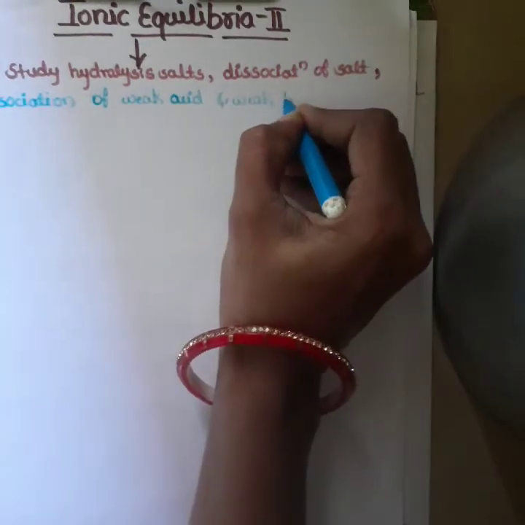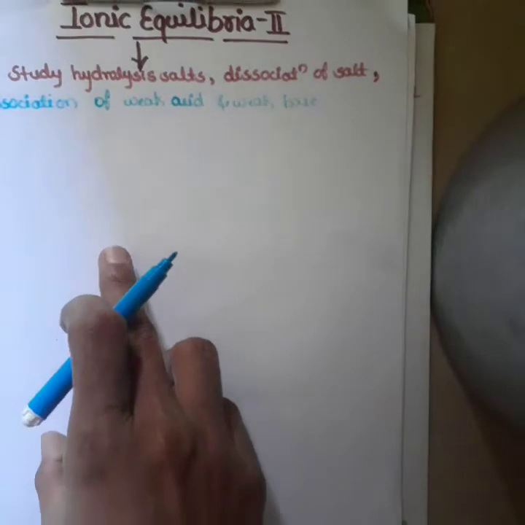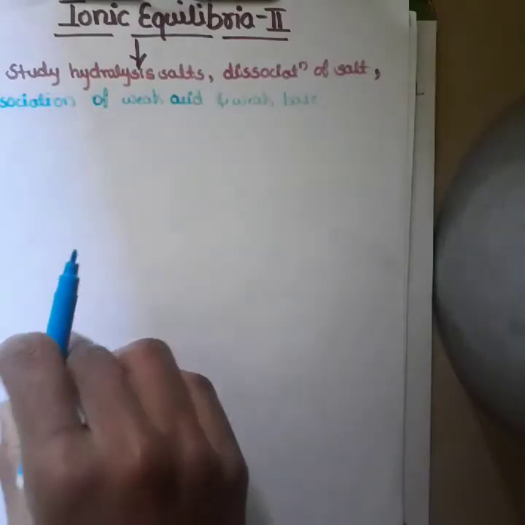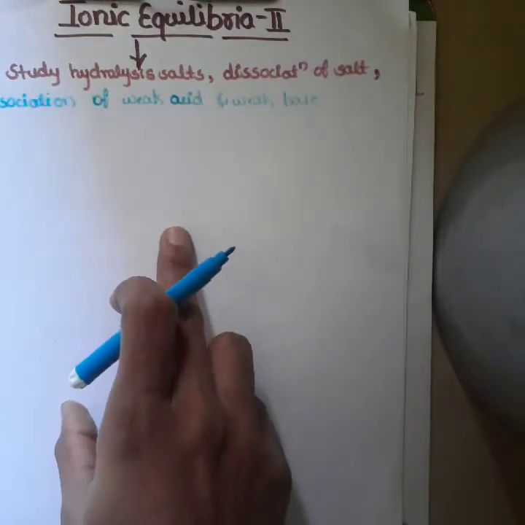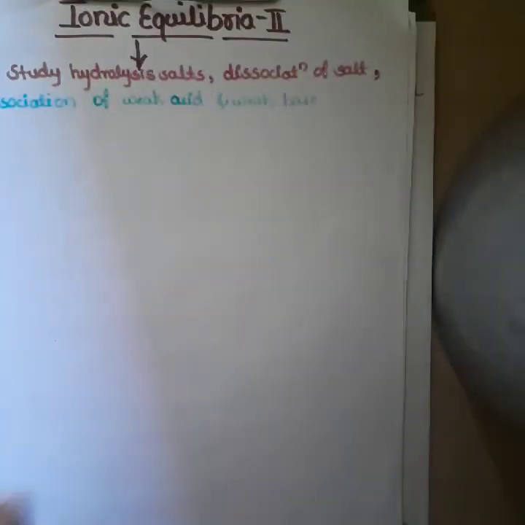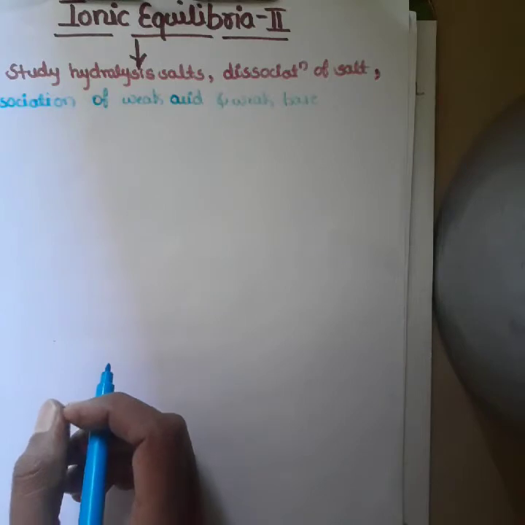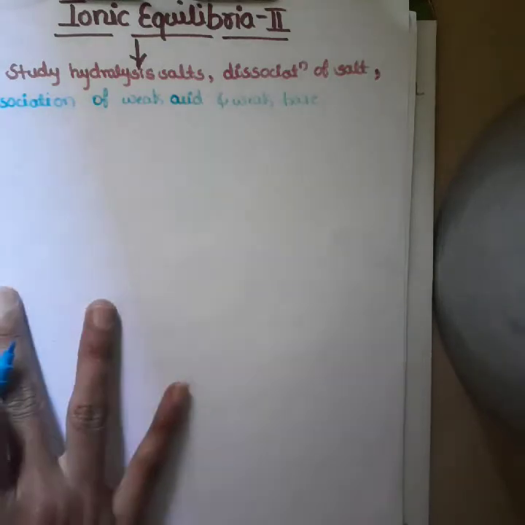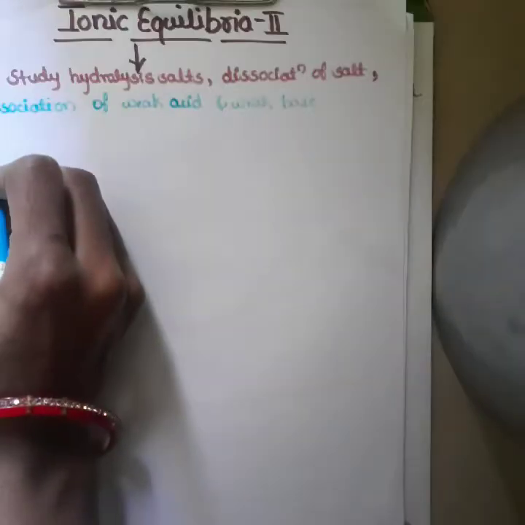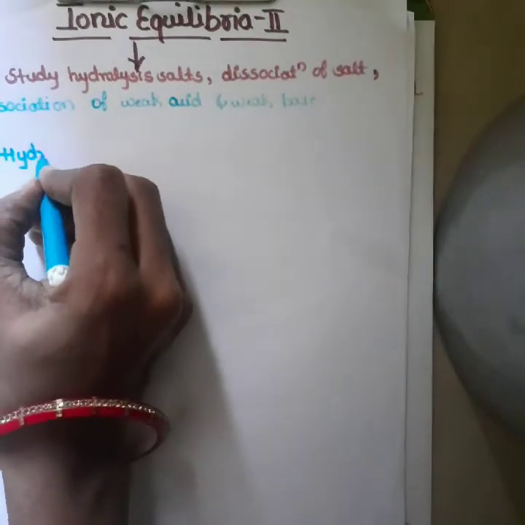What do you mean by ionic equilibria? Ionic equilibria is study of hydrolysis of salt, dissociation of salt, dissociation of weak acid and weak base. This is what we have to study in ionic equilibria. Before going to study hydrolysis of salt, we have to know some definitions. First one is, what do you mean by hydrolysis?